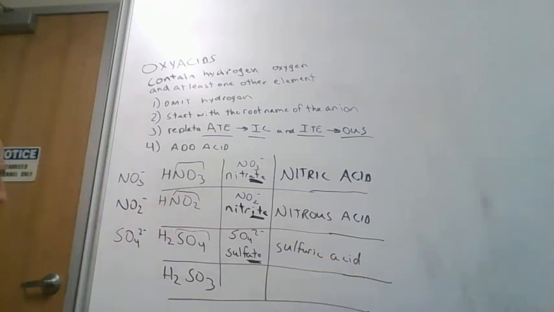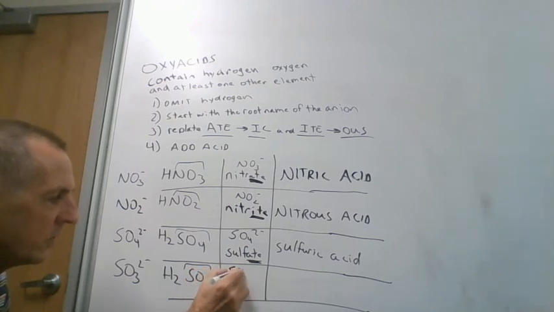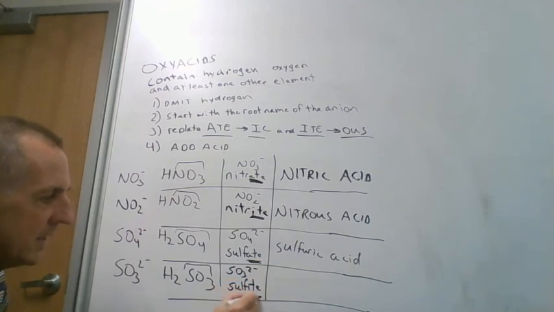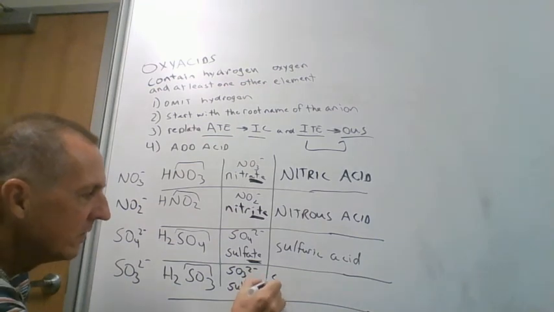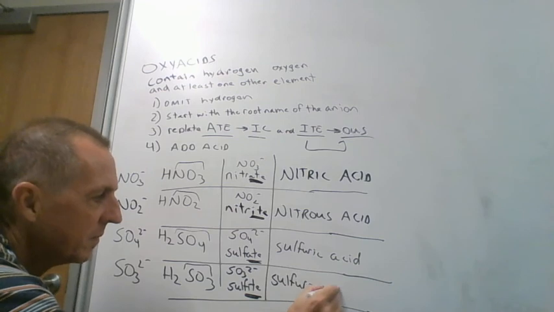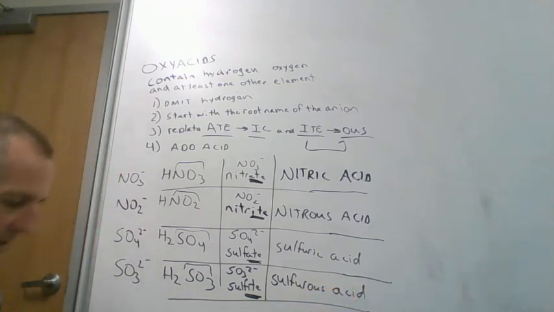Right. And for the final one, this is our polyatomic ion, SO3 2 minus. If we go to our polyatomic ion table, we find that SO3 2 minus's name is sulfite. Right, so we have our ITE ending. So ITE becomes OUS, so we have sulfurous acid. And that's how we're going to name our oxyacids.